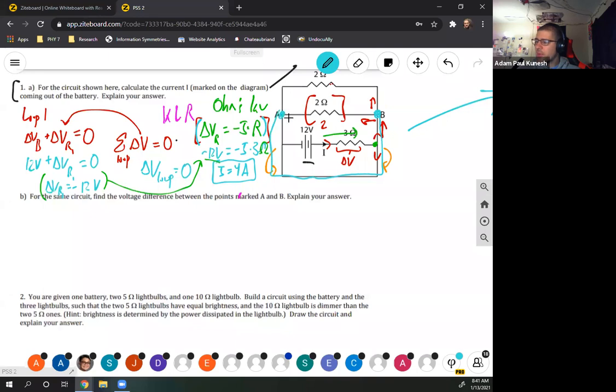So the verbal principle again is two points connected by a wire must always be at the same voltage, because the wire is resistanceless. So if I just took a path from point A to point B, there's nothing in the way between those two. I can find a path where there's nothing in the way, so delta V between A and B is just 0 because they are connected by a wire.